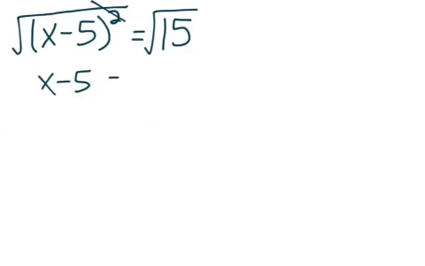Then on this side, I know it's going to be a positive and a negative because both are possibilities when we take a square root, but 15 isn't a perfect square. So I'm just going to rewrite it as the square root of 15. Now over here, 5 is being taken away from x, so we need to add 5 to both sides.